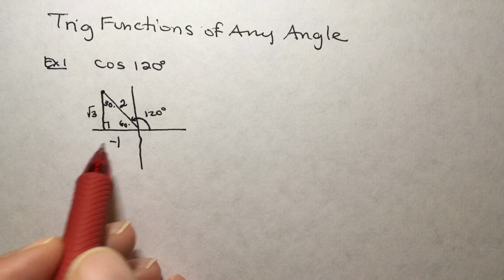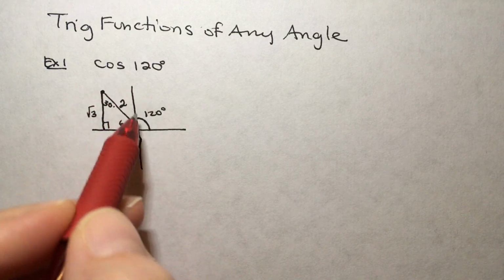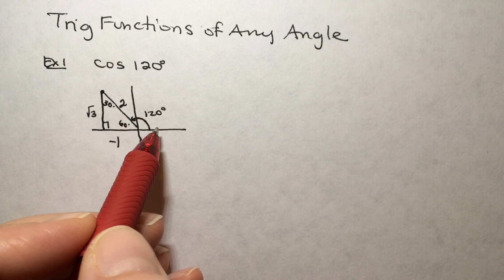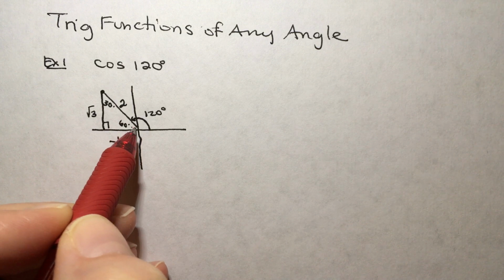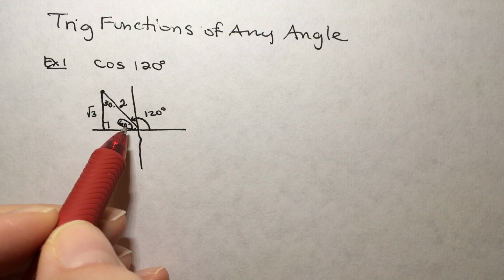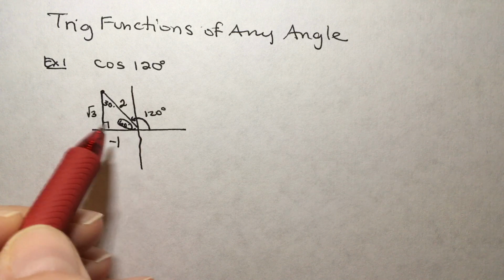Once you get the triangle drawn, you're ready to evaluate your trig function. So to find cosine 120, well, 120 is on the triangle, so that's not going to help us any. But this reference angle here, this 60-degree reference angle, if we find the cosine in this triangle of that reference angle, that will actually give us the cosine of 120.